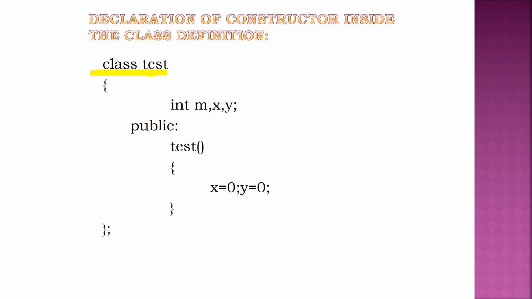And I have created a constructor called test. Test is a constructor, using the same name as the class, and I have initialized two values for x as well as y. I have initialized x equals 0 and y equals 0. Once an object is created, automatically the constructor starts executing. The value of x is 0 and the value of y is 0, initialized for the two variables. This is how you are going to create a constructor.